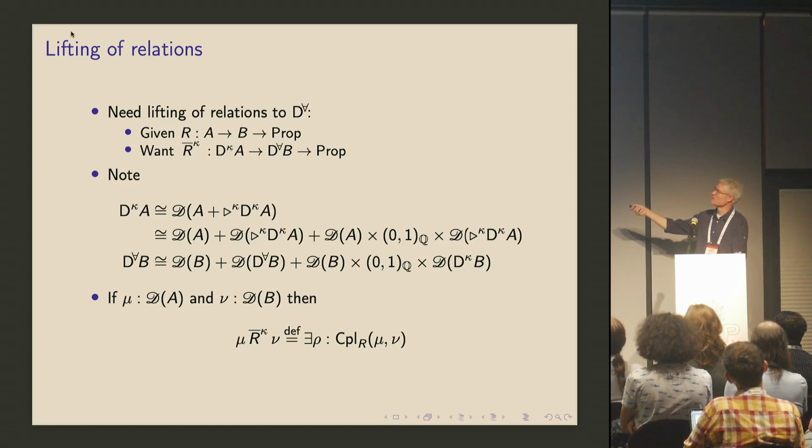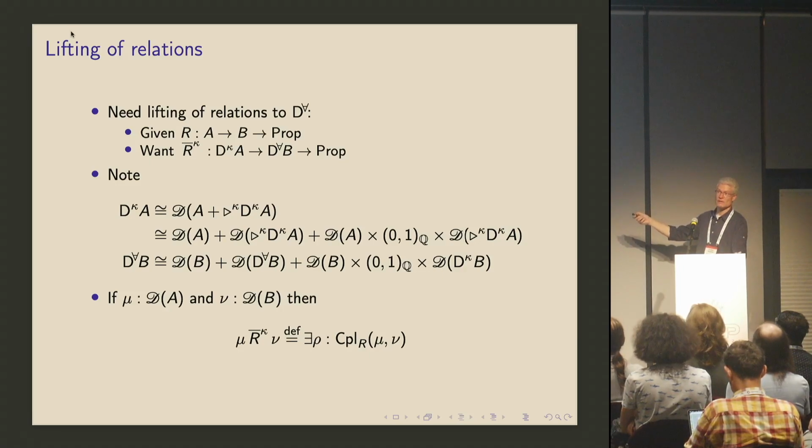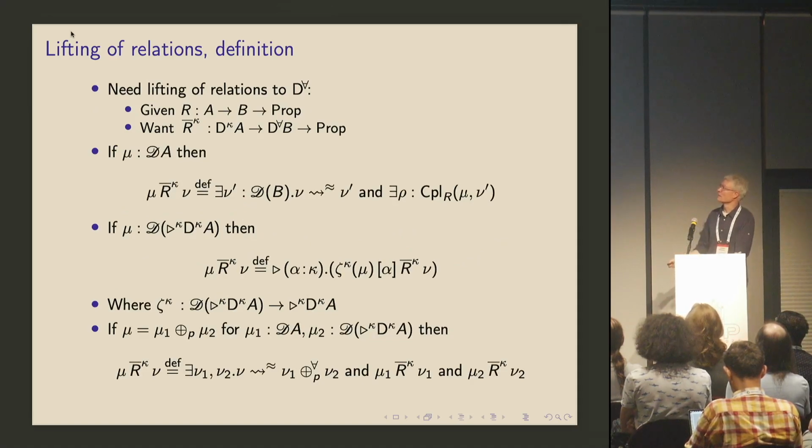An element in here is a distribution between things that are either A's or delayed computations. And so there are basically three cases. Either all of these in the distribution are A's, or they're all delayed computations, or there's some convex combination of the two. And then I can use that to define my lifting of relations by cases. And so that's what I do on the next slide here.